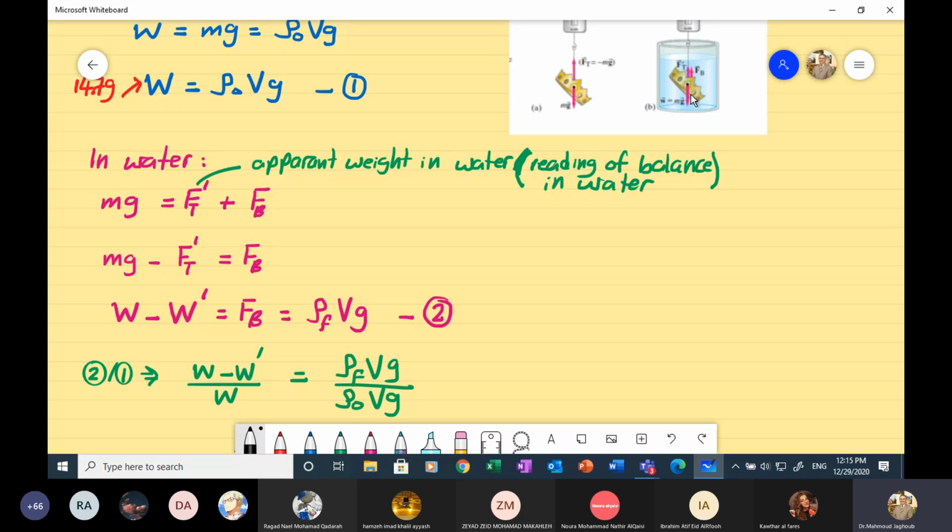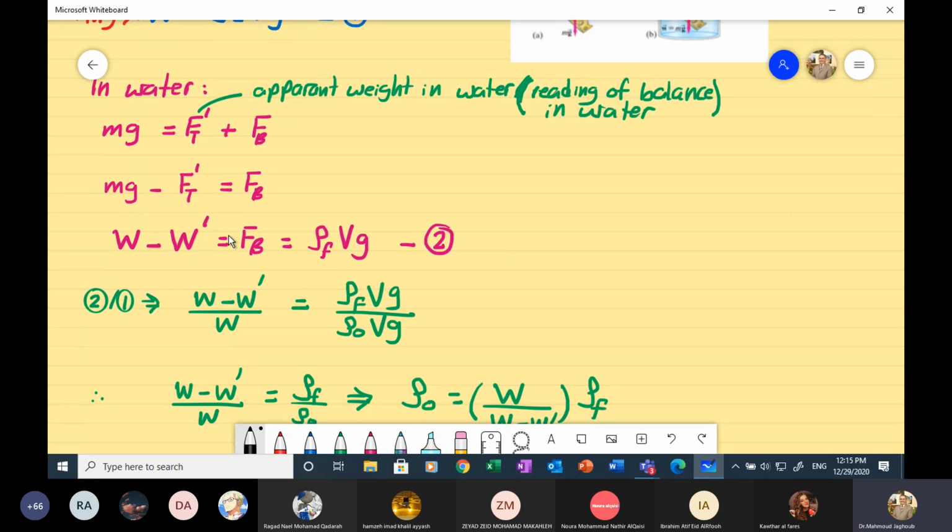When does this happen? When the object is fully under the water surface. Okay? So I get W minus W prime equals FB, and I know that FB equals rho fluid V times g. This is equation number 2.